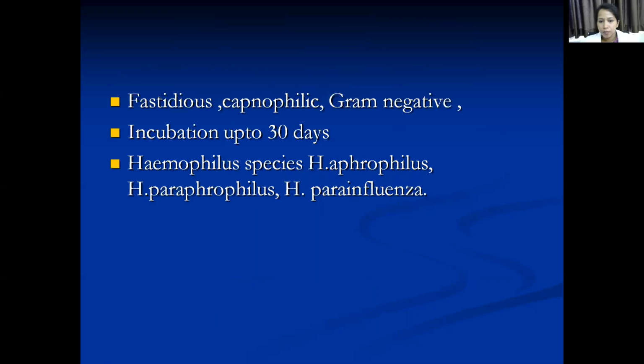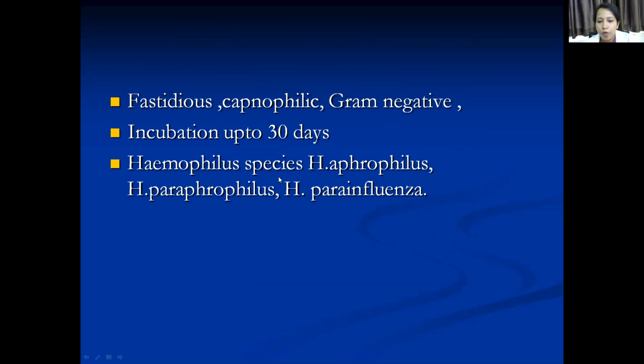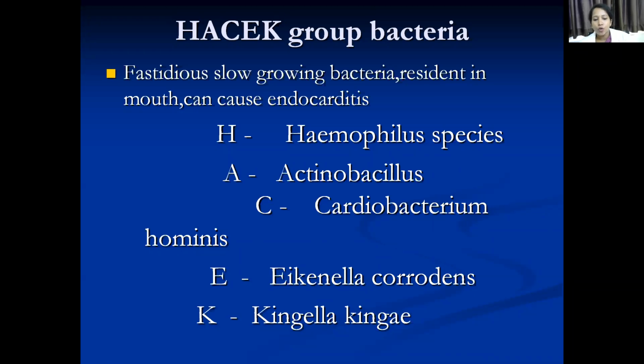Okay. So the Haemophilus species are Haemophilus aphrophilus, Haemophilus paraphrophilus, and Haemophilus parainfluenzae. This is Haemophilus species, and not all the Haemophilus but these three. These are the 3 species of this HACEK group.